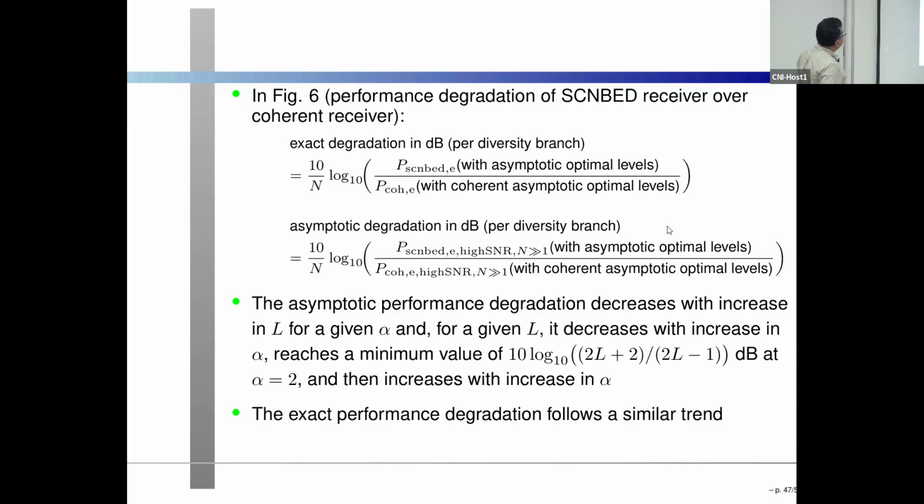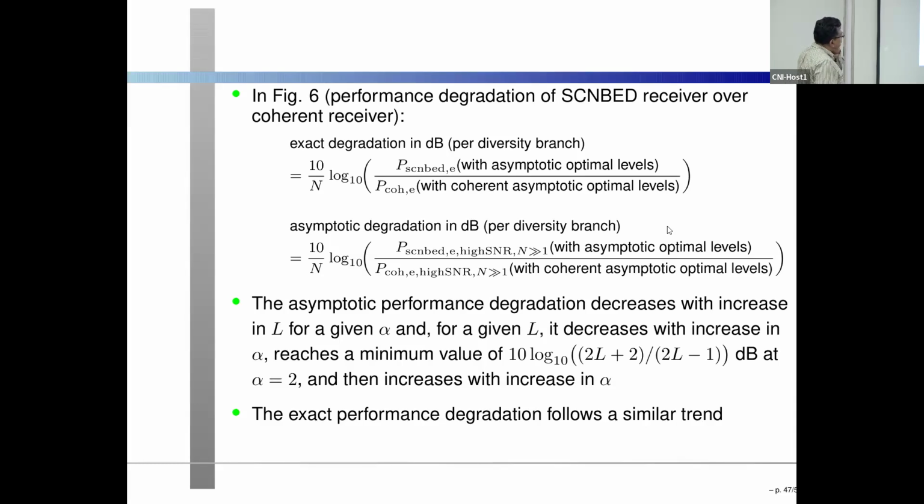Right. Okay, now the next one. Here we first define the performance degradation in dB. This is the probability of error of SCNBD. This is a comparison of SCNBD and coherent receiver performance. So if you have SCNBD with asymptotic optimal levels, and this is with coherent asymptotic optimal levels, if you compare, this is the exact degradation, and this is the asymptotic degradation for n large.